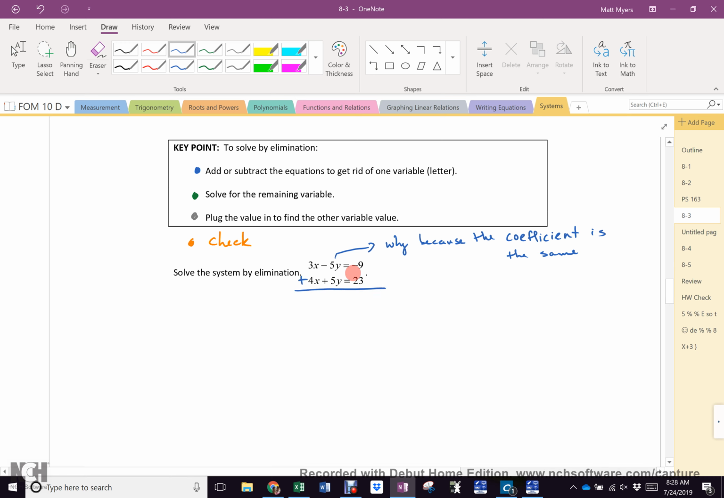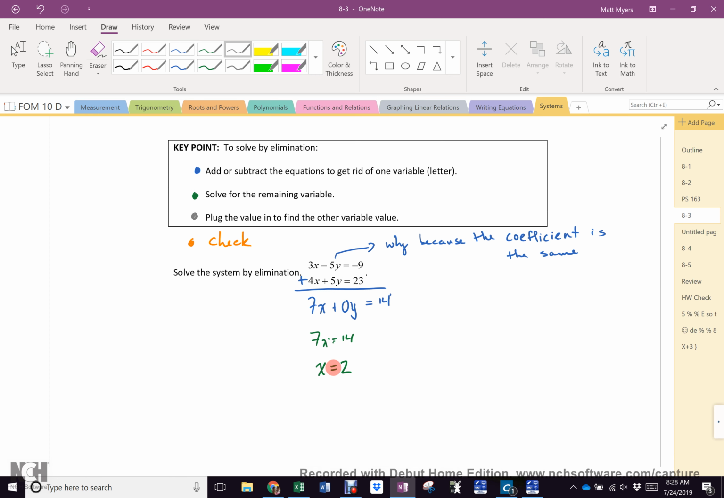So in blue, when I add, what is 3x plus 4x? 7x. What is negative 9? They're going to drop out. What is negative 9 plus 23? I'm actually going to write 0y. What's negative 9 plus 23? Equals 14. Now, then we solve for the remaining variable. So that becomes 7x equals 14. Then what? Then we plug that remaining variable back in to find the other variable.